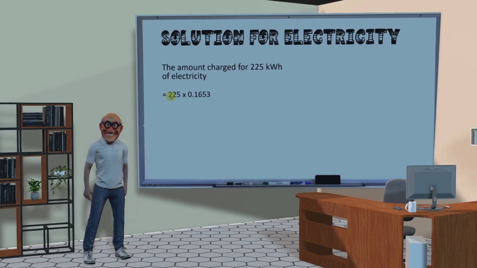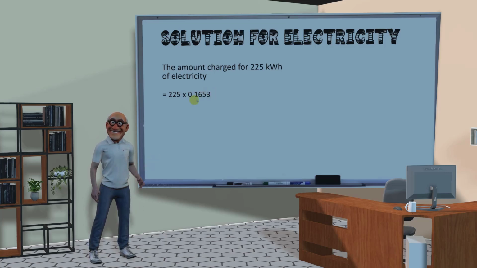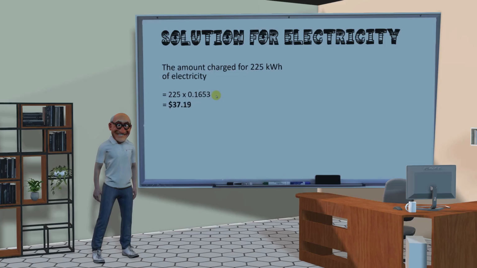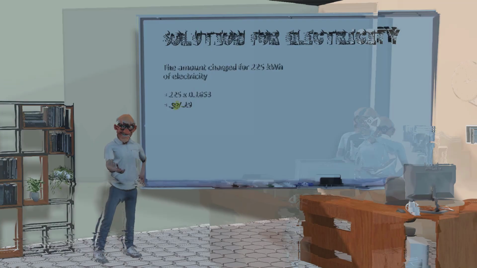So we've got our 225 kilowatts, and it's 16 cents and 53, it's four decimals of a dollar, which is unusual. We normally work in 2 decimals, right? But anyhow, there you've got the rate in cents or in dollars, and if you multiply it out, you'll be getting $37.19. That is for the electricity that you've used for that month. This is very cheap, believe me.